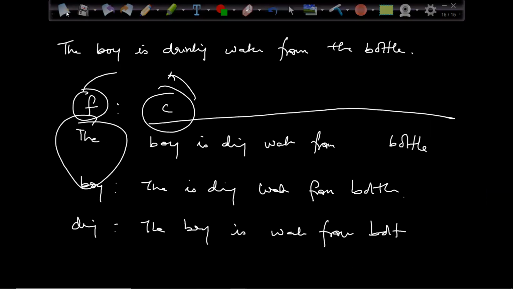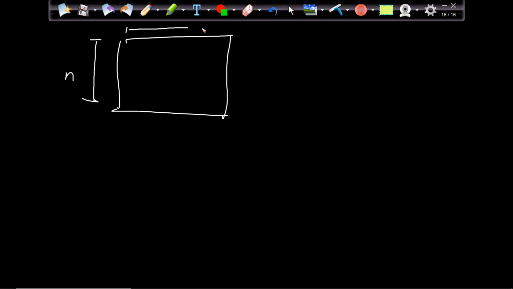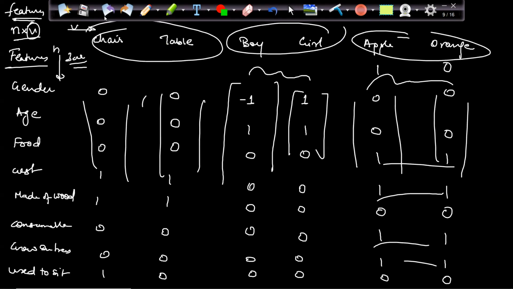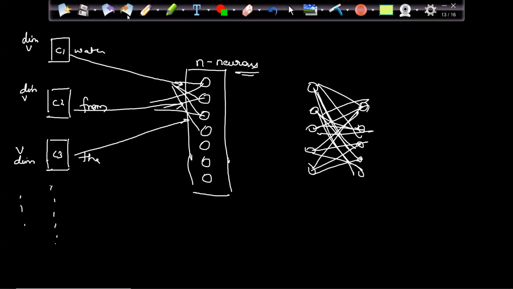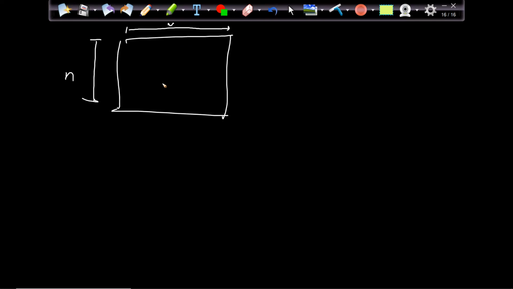So once the training is done, I will get one matrix of n features and V dimensions, which we got here, right? If you remember, this one: n cross V. N features and V dimensions. That is what it will generate at the end, after the training, where you will have this as V dimension.